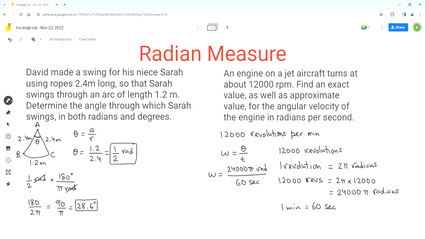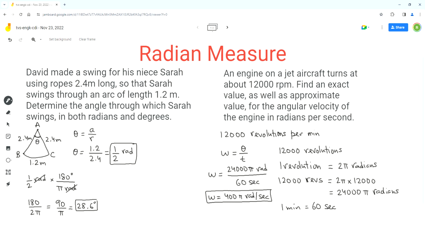Now we can reduce this fraction. So 24,000 divided by 60 is equal to 400. So we can simplify this fraction to 400 pi radians per second. So this is the exact value of the angular velocity of the engine in radians per second.